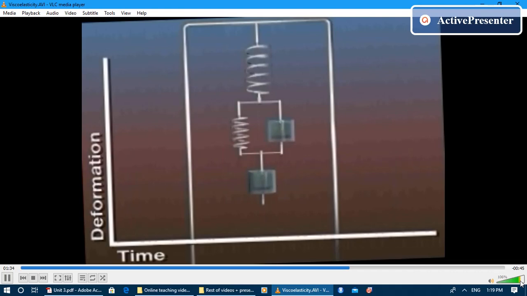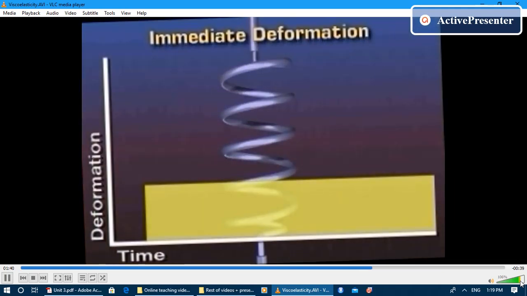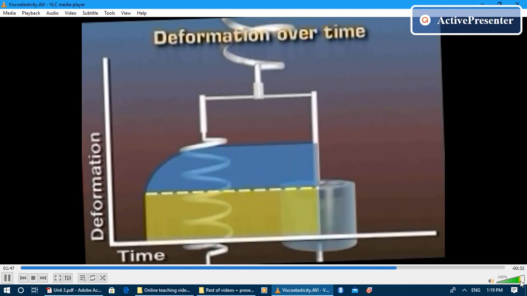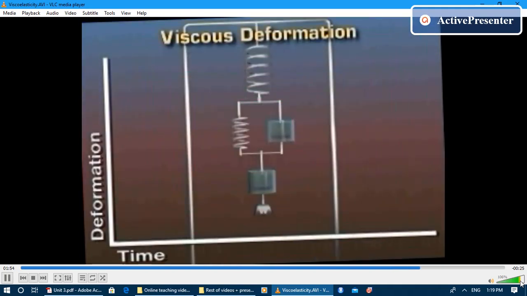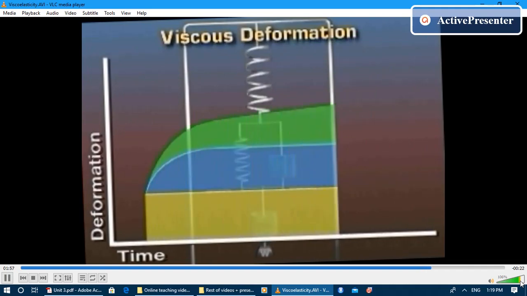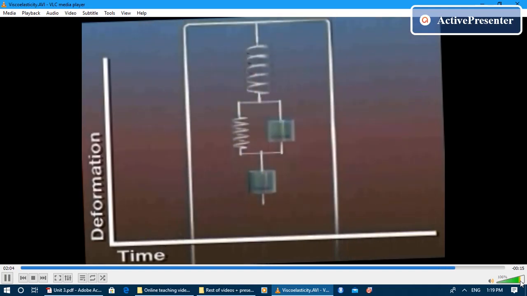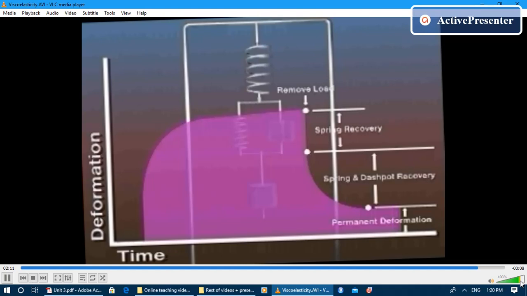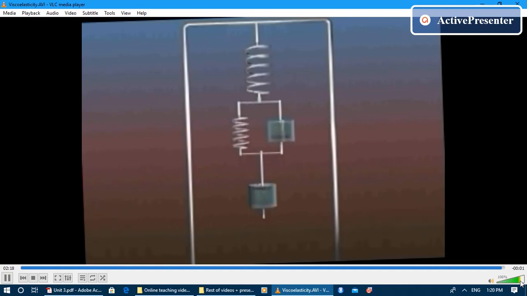To fully understand the model, the three components must be superimposed. When the weight is applied, the system undergoes an immediate deformation due to the spring component. The second component, with the spring and dashpot in parallel, produces a deformation over time. The viscous deformation of the third component is added to the second component. This results in a model of the behavior of the loaded system over time. When the load is removed, the initial deformation of the spring is recovered. Then the deformation of the spring and dashpot is recovered over time. The deformation of the dashpot is never recovered. The result is a permanent deformation of the system.